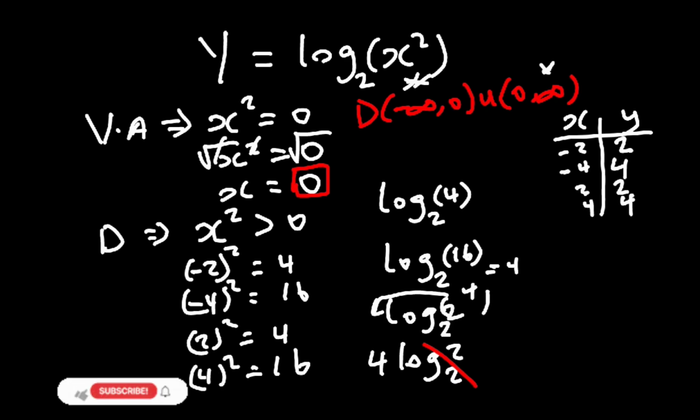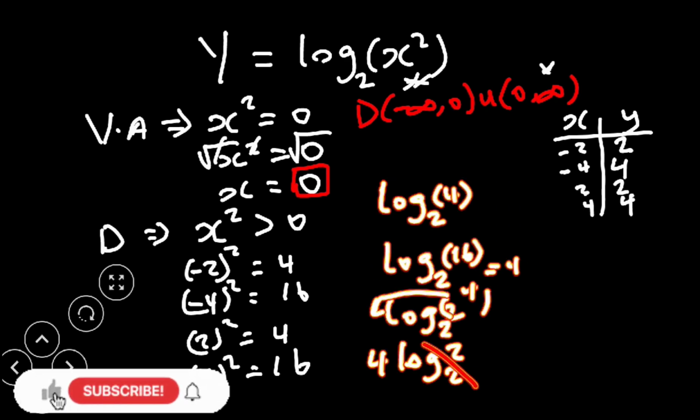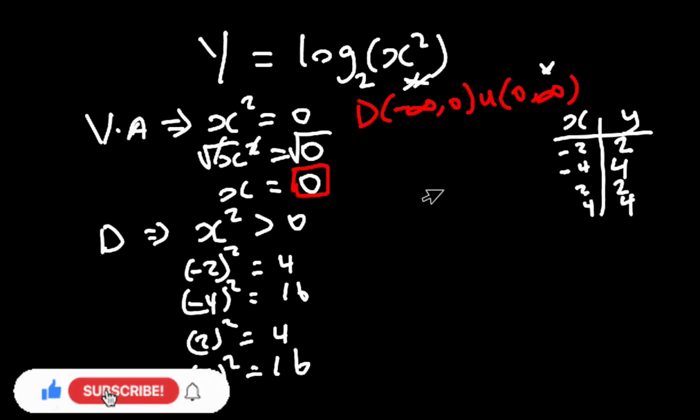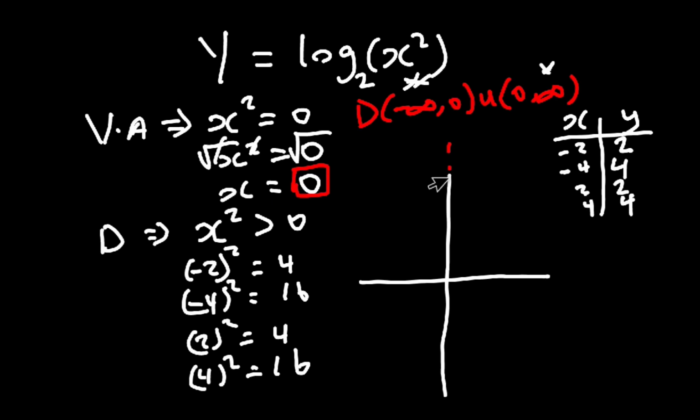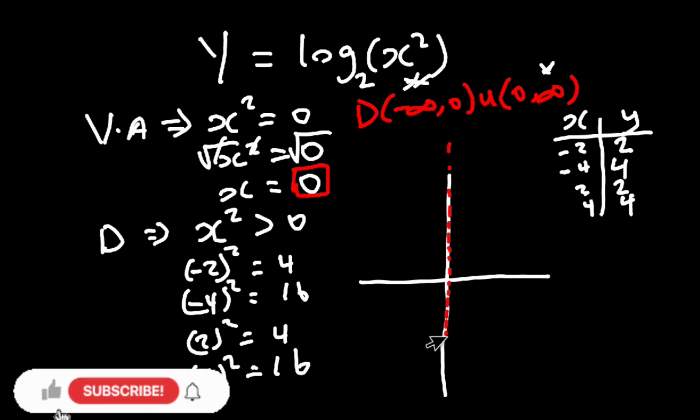So let's go ahead and graph it. Let's draw the graph and then indicate the vertical asymptote, which is at x equals 0. So here it is. That's x equals 0. Then let's plot these points. When x is equal to negative 2, y is equal to 2. So here we have x at negative 2, y is equal to 2, which is this point. Then when x is equal to negative 4, y is equal to 4. So here is negative 4, then here is 4, so somewhere here.